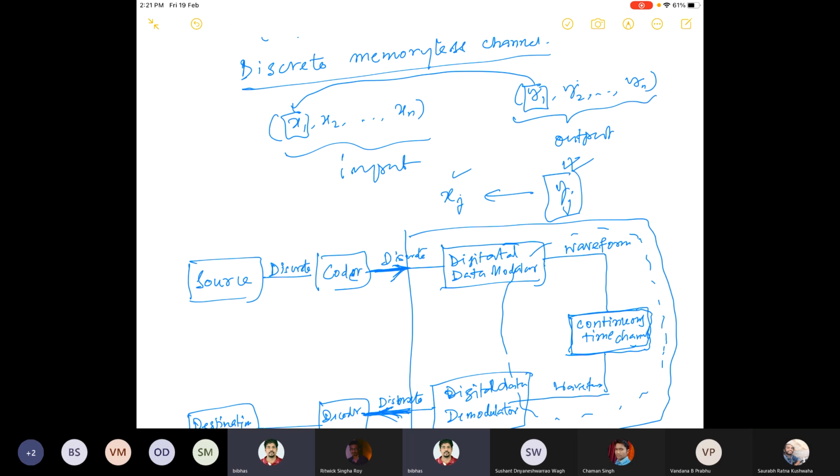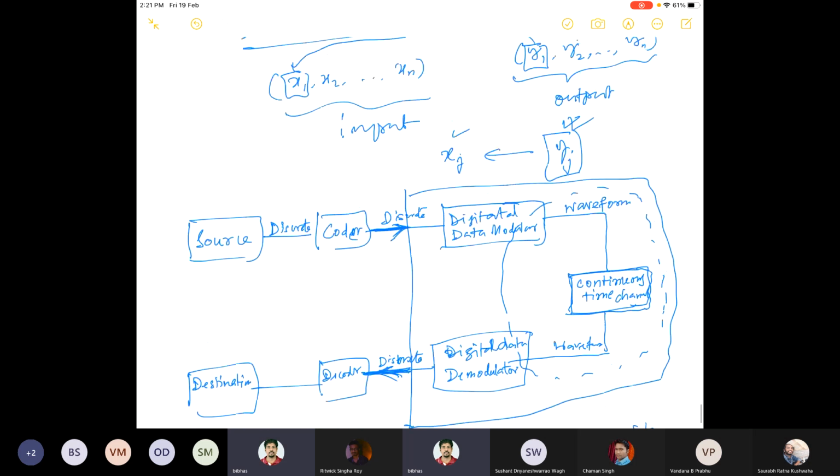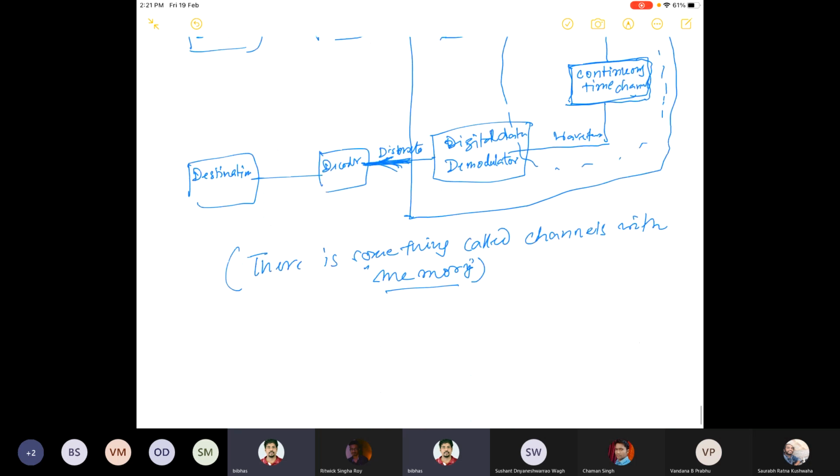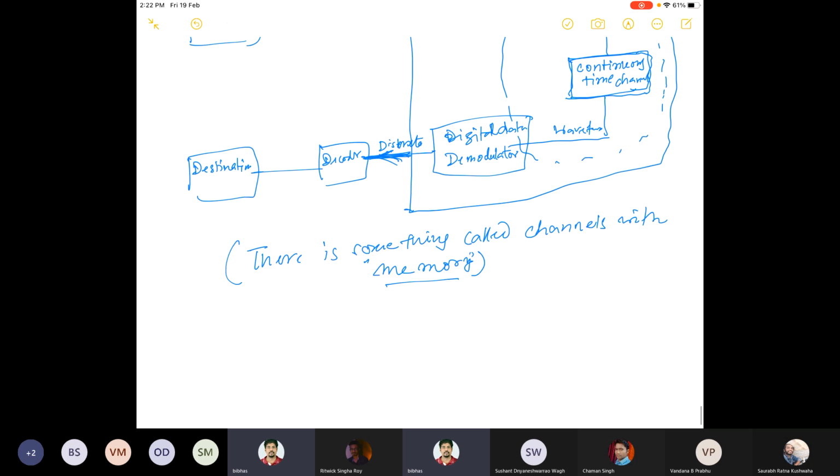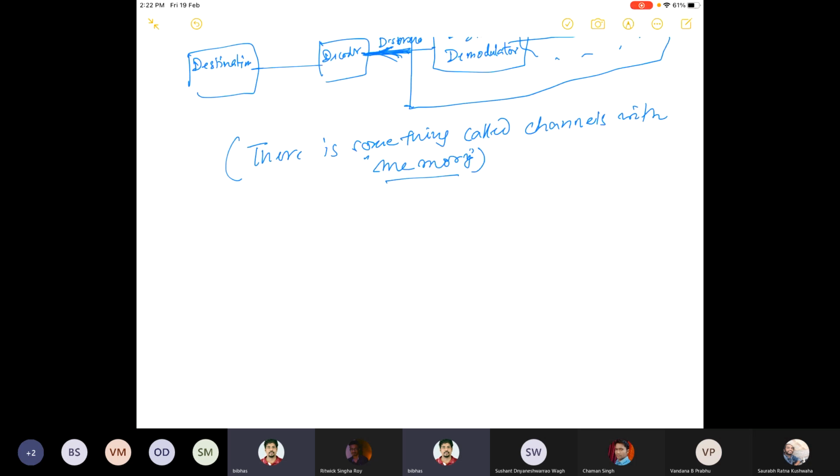Let us now go to our setup, the discrete memoryless channel. This is the picture we should keep in mind whenever we talk about it. We'll assume this is my source and this is my sink or destination, and this is my channel. A simplified picture of everything.